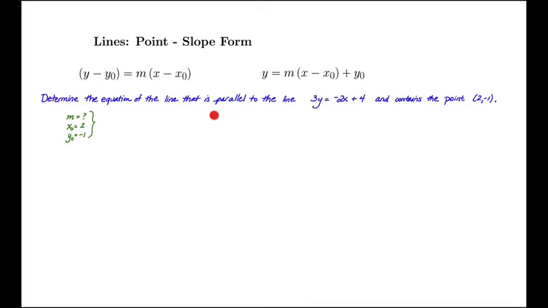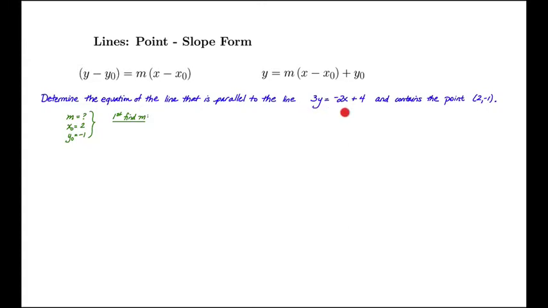The first thing we're going to do is determine the slope. So what does this idea of two parallel lines give us? Well, when two lines are parallel, we know that they have the same slope. So if we can find the slope of 3y equals minus 2x plus 4, then we know the slope of the line that we're trying to write.